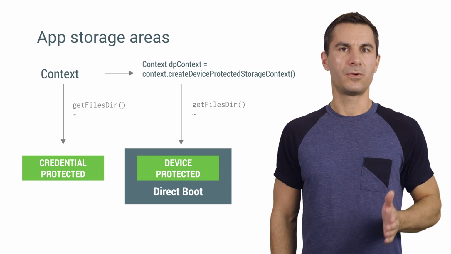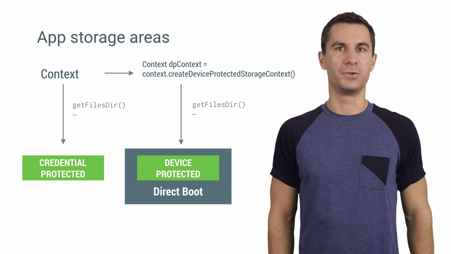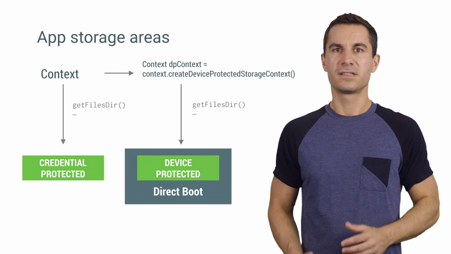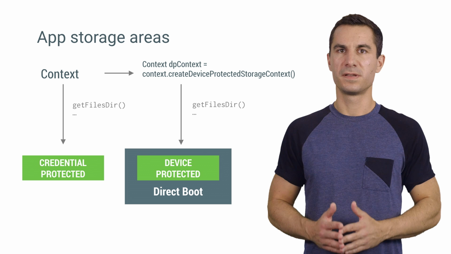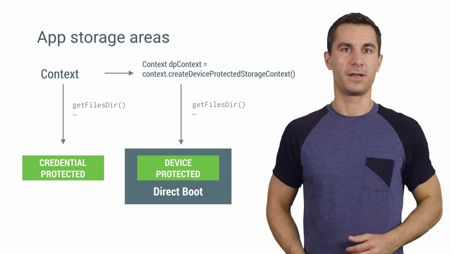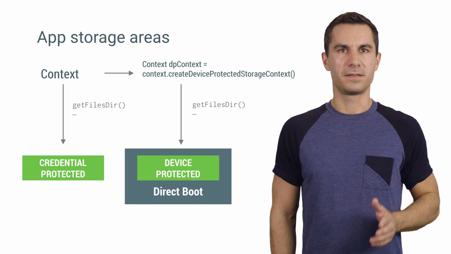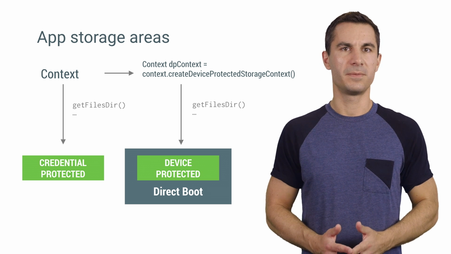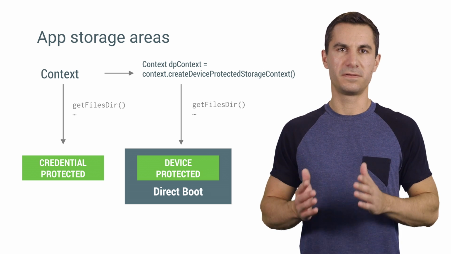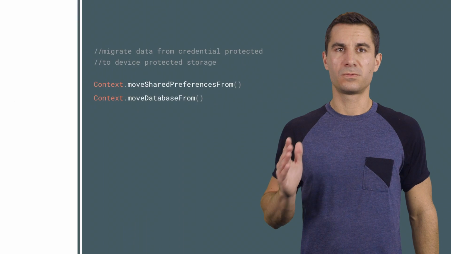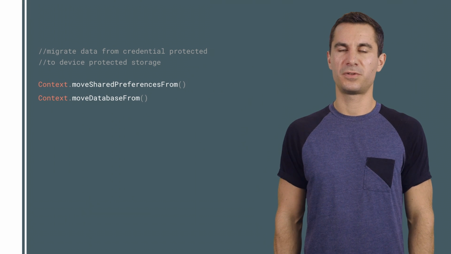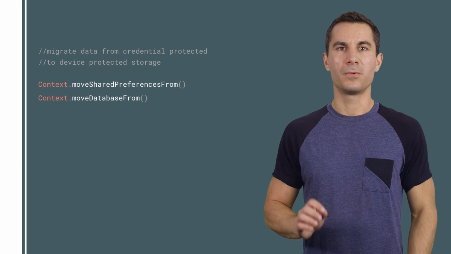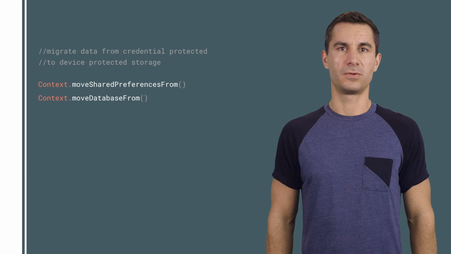To be able to store and read data during direct boot, you have to get and use a device-protected storage context, so that any file-related API calls use the device-protected storage area. If there is any data that previous versions of your app created, or which was restored from automatic backup, and you need to migrate it to the device-protected storage, you can use one of the helper functions for moving shared preferences and databases.